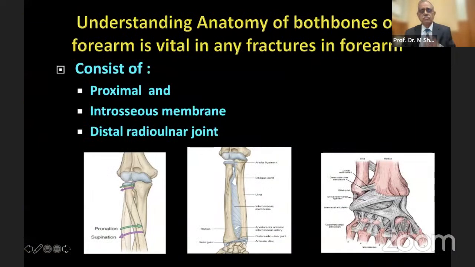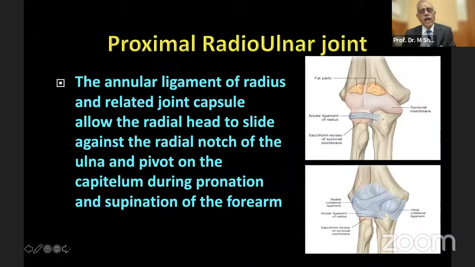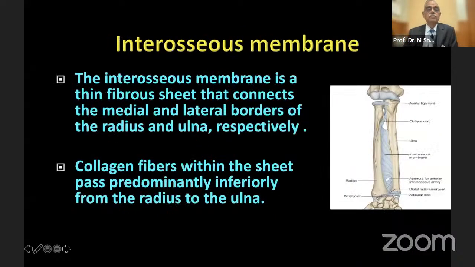Professor Julie mentioned the importance of the interosseous membrane. I will just go through it so that you will understand the Galeazzi fracture better. The understanding of the anatomy of both bones of the forearm is vital, with the proximal radioulnar joint, the interosseous membrane and the distal radioulnar joint. The annular ligament of the radius and related joint capsule allows the radial head to slide against the radial notch of the ulna and pivot on the capitulum during pronation and supination of the forearm, which is quite vital for any fracture of both bones of the forearm or of the radius or of the ulna.